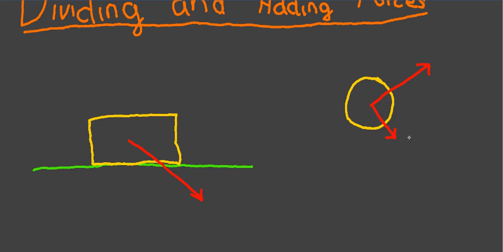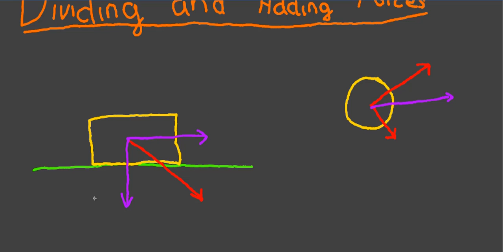Because that would mean it has two accelerations, and that would mean it would go in two different directions at once. That's nonsense. An object can't be at two places at once. But don't worry, there are solutions. There are solutions by dividing and adding forces.